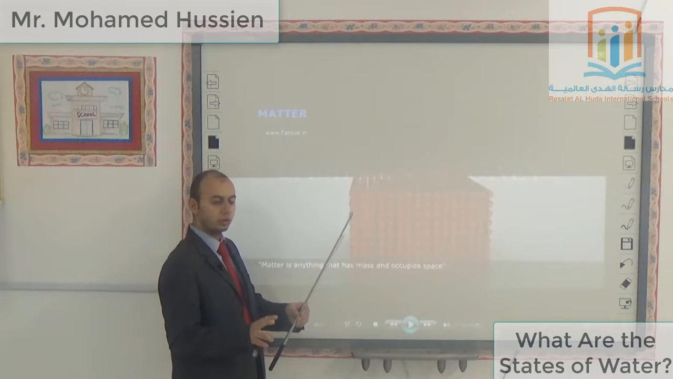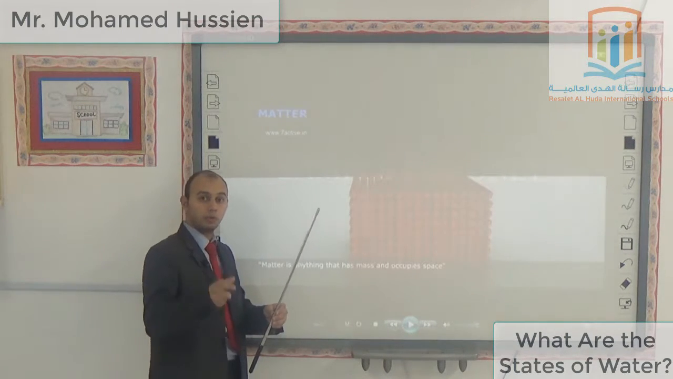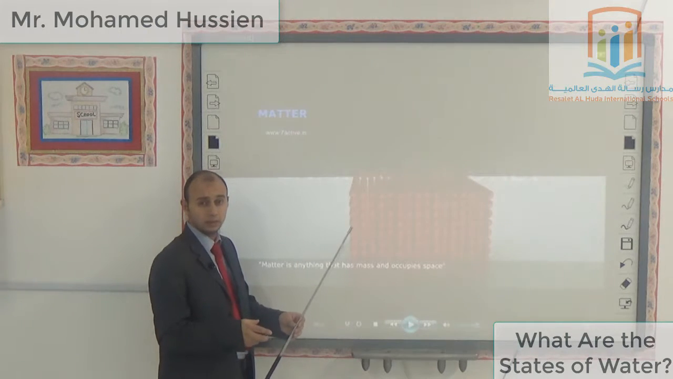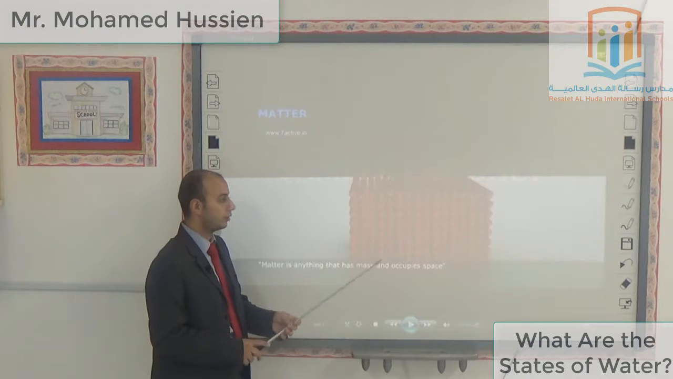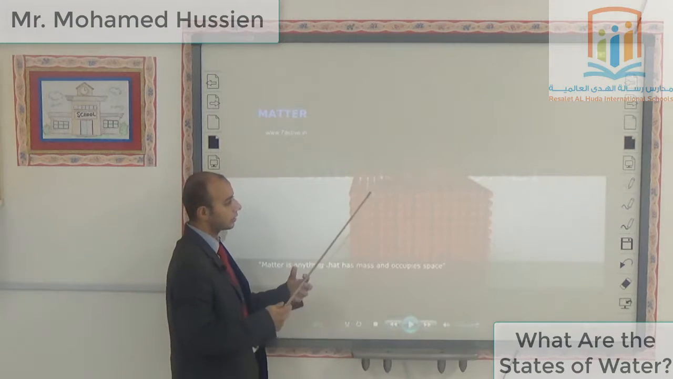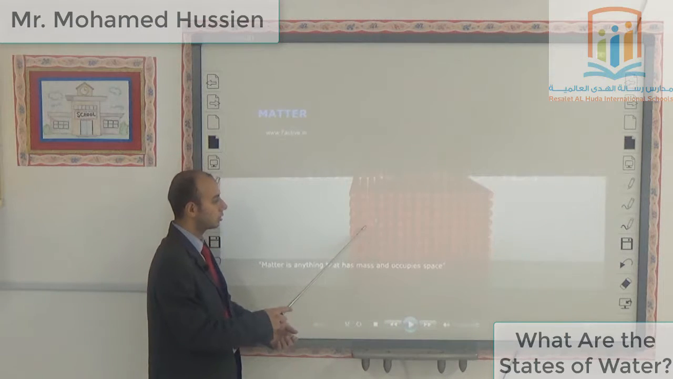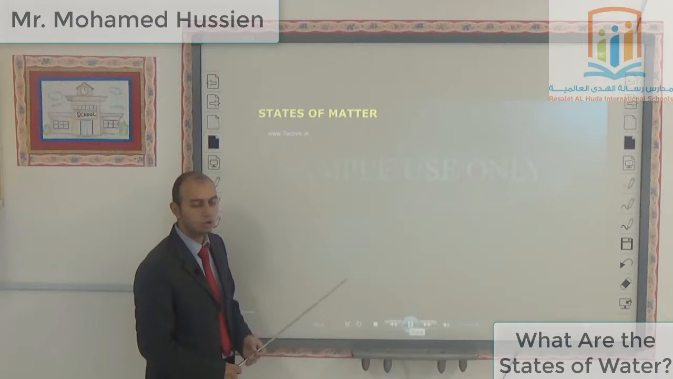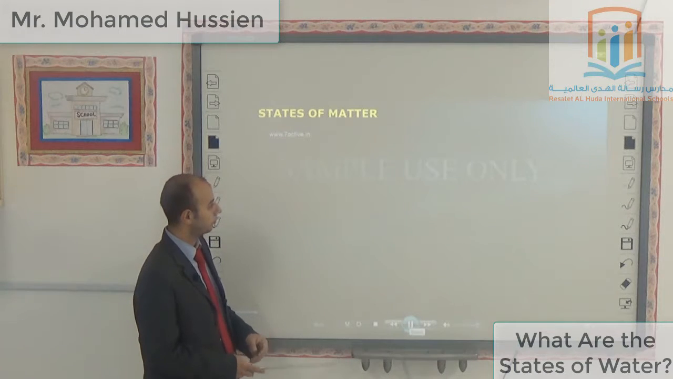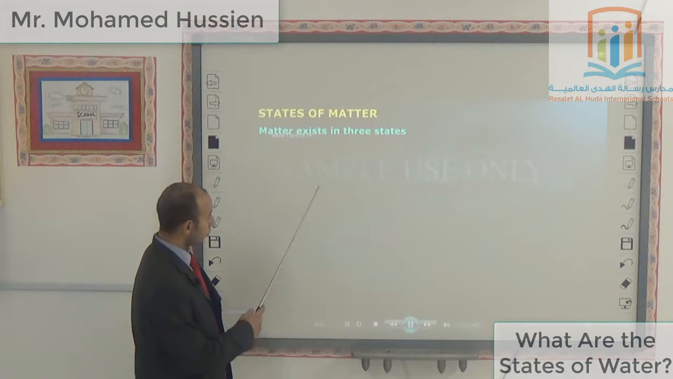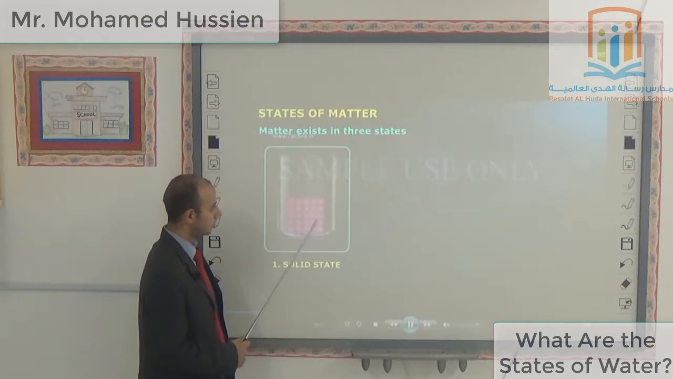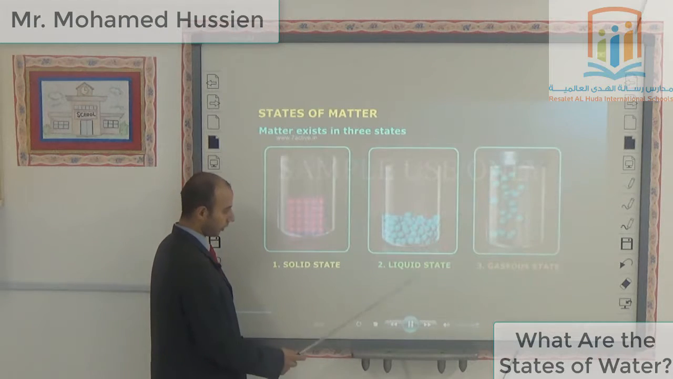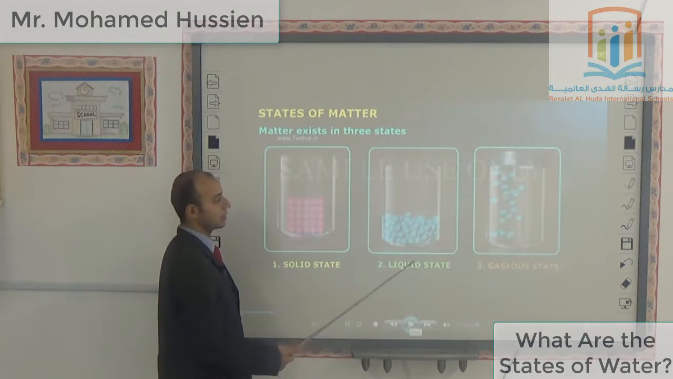But the shape of the water differs in the bottle, differs in the glass, differs in the plate, differs from one container to another. But here, the molecules attract each other, so it has a definite or fixed shape. So you have three states of matter, which are solid, liquid, and gases.